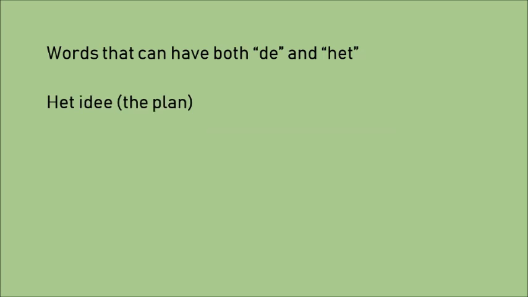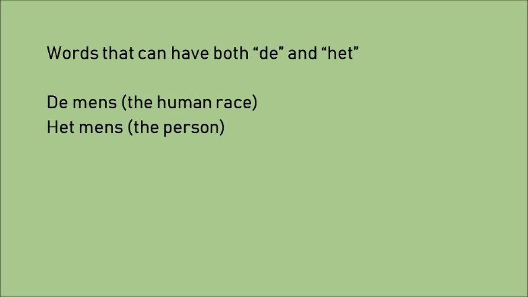Another example is het idee. This means the plan. If you say de idee, however, you are talking about the belief. If you want to mention the human race in Dutch, you say de mens. But if you say het mens, then you are referring to a person.